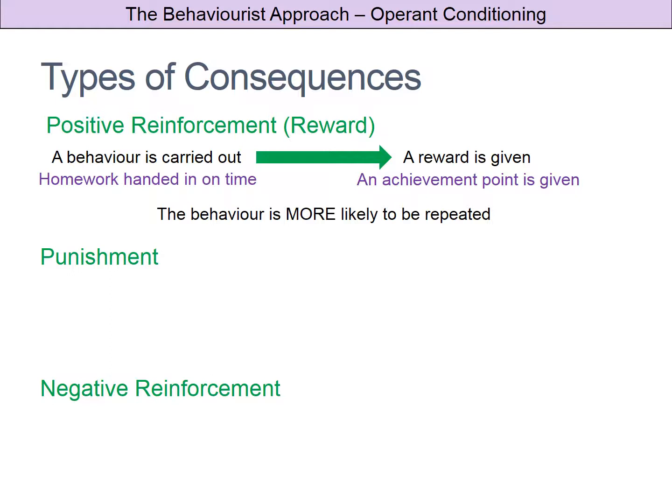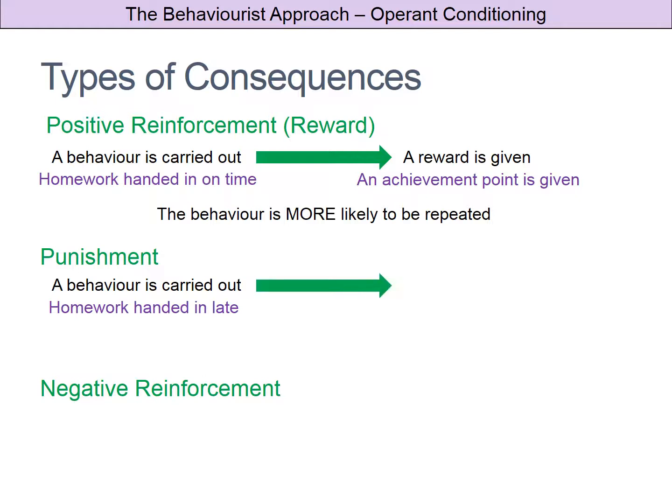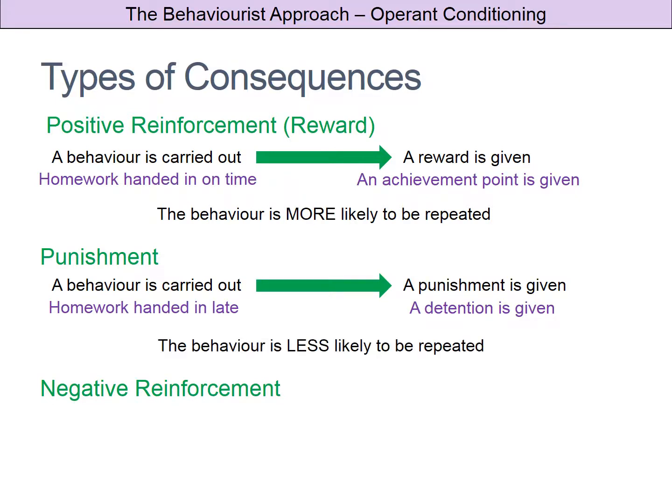The second consequence is a punishment. So a punishment is a negative consequence. Again, if we look at an example, a behaviour is carried out, but this time the homework is being handed in late. Now this is a non-desirable behaviour. So a punishment is given, and that might be a detention. Now because the detention is something unpleasant, then that behaviour is then less likely to be repeated.